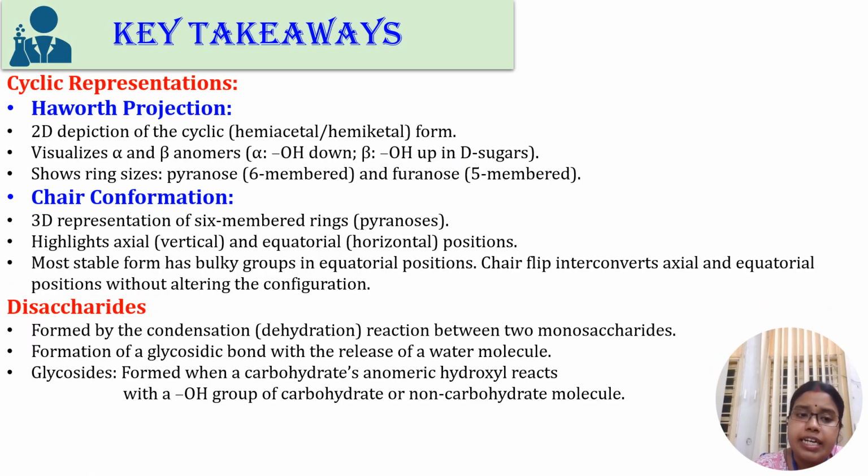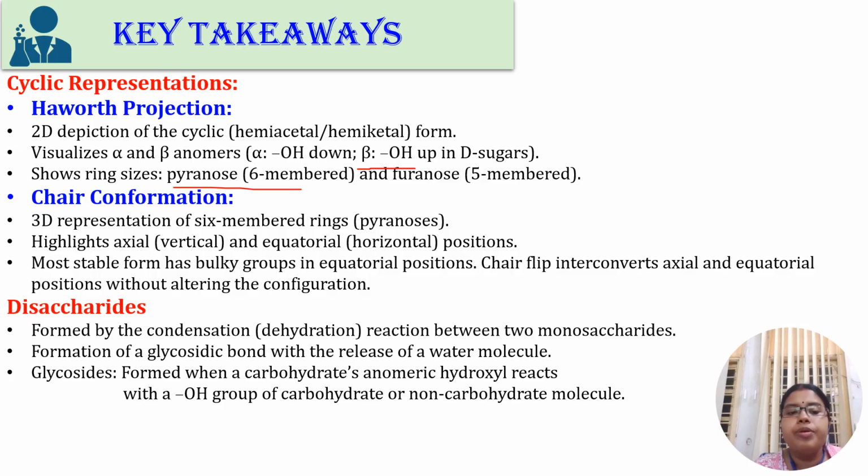It also has cyclic representations like the Haworth and chair conformation. Haworth is also a 2D structure, of the cyclic form. It visualizes the alpha and beta anomers. If the C1 carbon OH is downward, then it is alpha, and if the C1 carbon OH is upward, then it is beta. If it is a 6-membered ring, it is known as pyranose. If it is a 5-membered ring, it is known as furanose. Chair conformation is the 3D structure of the 6-membered ring, highlighting the axial and equatorial positions. When bulky groups are in the equatorial position, the structure is mostly stable. And chair flip converts axial to equatorial without altering any configuration, D or L, alpha or beta.